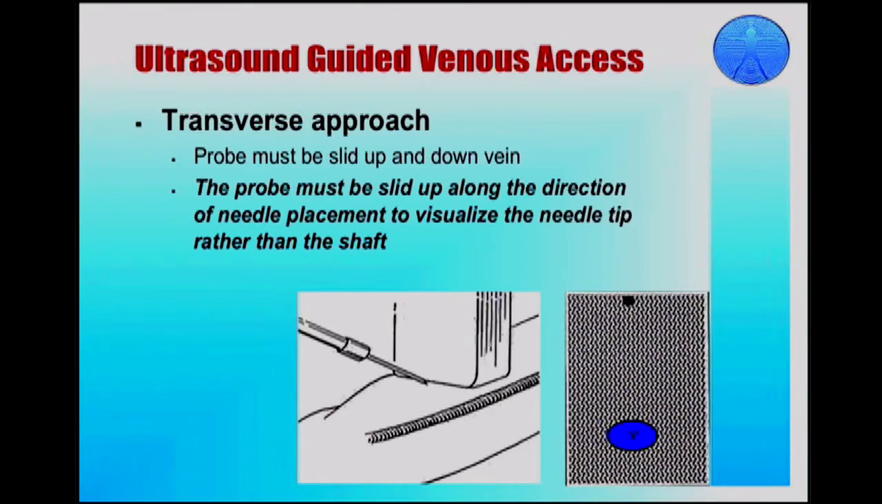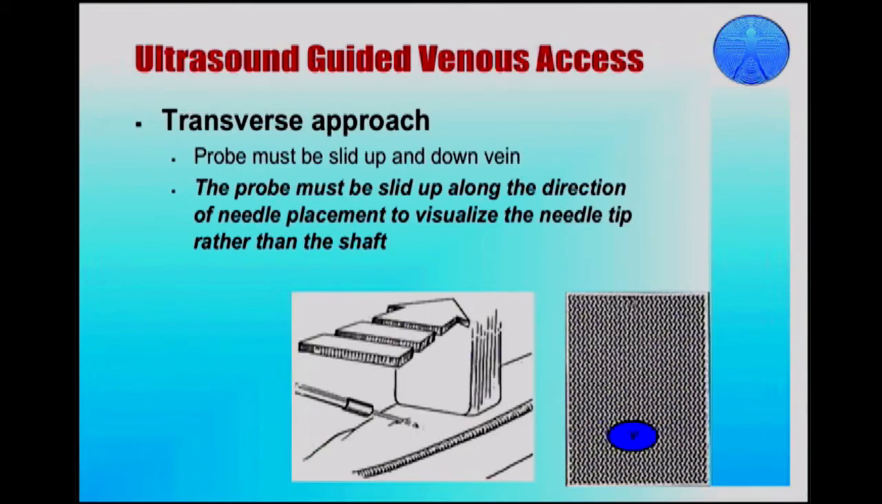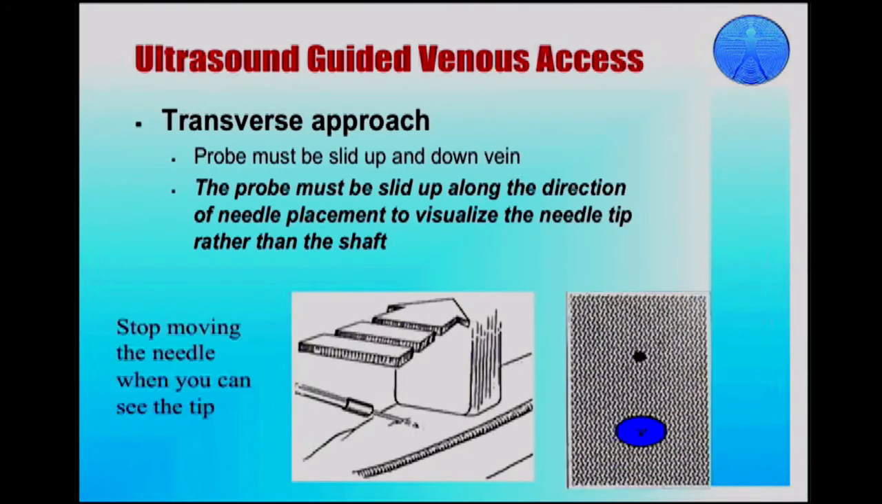The needle as close to the probe as possible, as superficial as possible. Now slide the probe till you can't see the needle anymore. We're beyond the needle. Now slide the needle into view. Needle comes into view. As soon as you see the needle, stop moving the needle, because if you move the needle, you're only seeing the shaft of the needle and not the needle tip. And we really care about the needle tip.